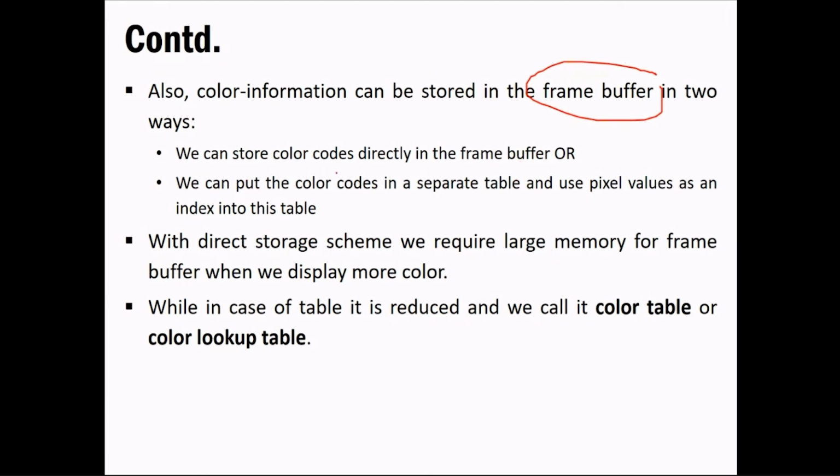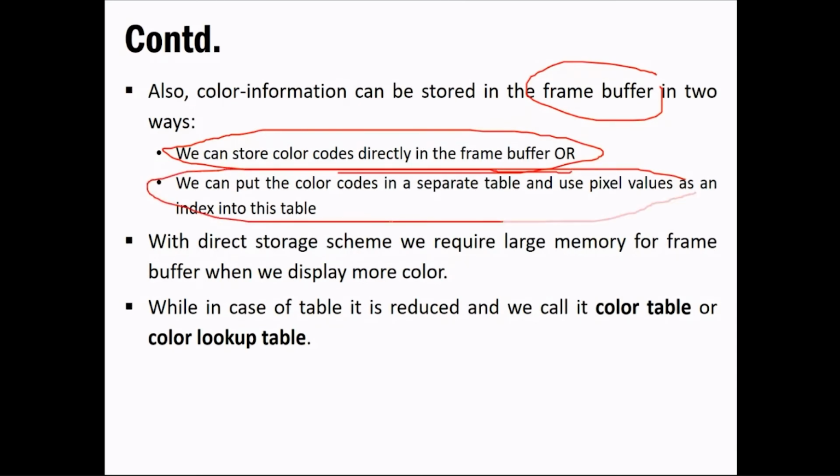We can store color codes directly in the frame buffer. As you already know, we have so many colors with us, and storing this directly in the frame buffer would take more space, and the time for access would also be more. So what it says is we can put the color codes in a separate table, and access them with the help of an index value. This is relatively simple as compared to the previous one.